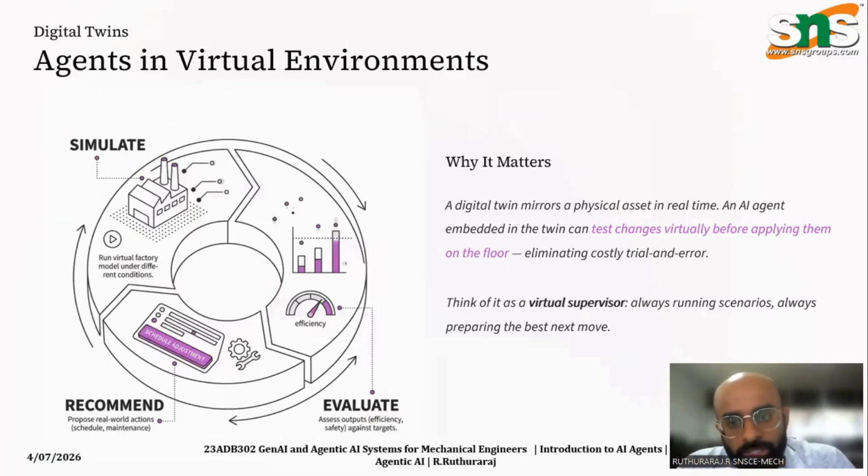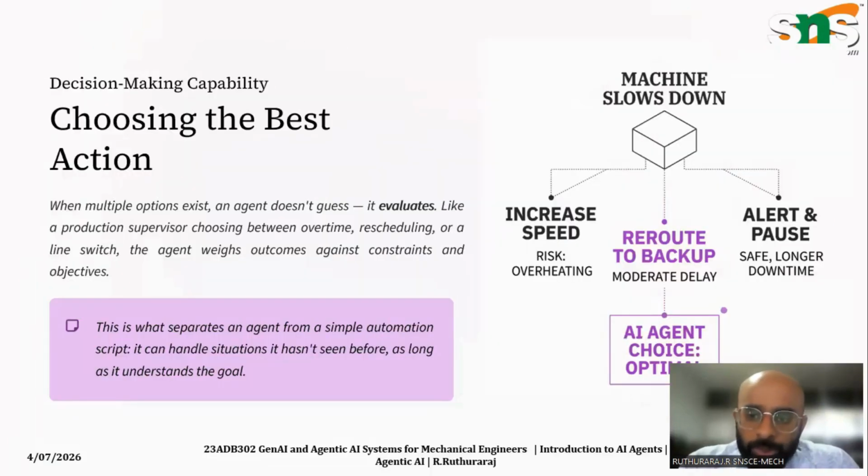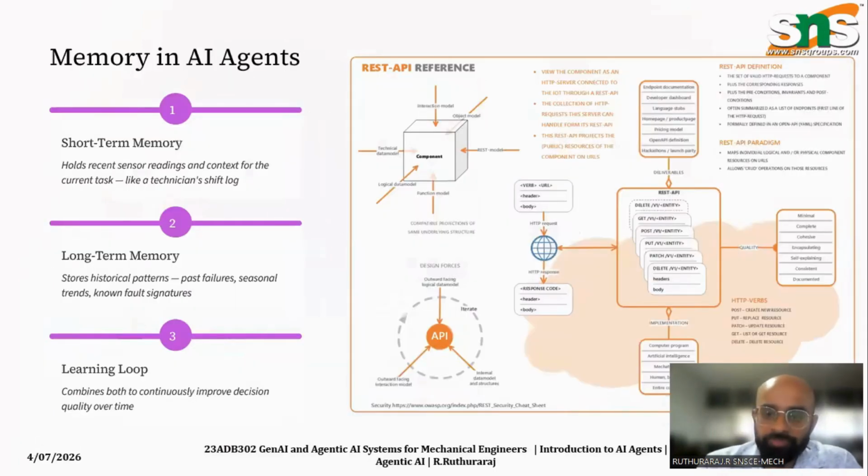Agents can also be used in a virtual environment, where they can act as a virtual supervisor. They can be used in a decision making capacity. Though they may not be used in all physical work, they may be used for decision making, like when to increase the speed, when to delay the speed, when to alert or pause the workflow. Such decisions can naturally be taken by AI agents.